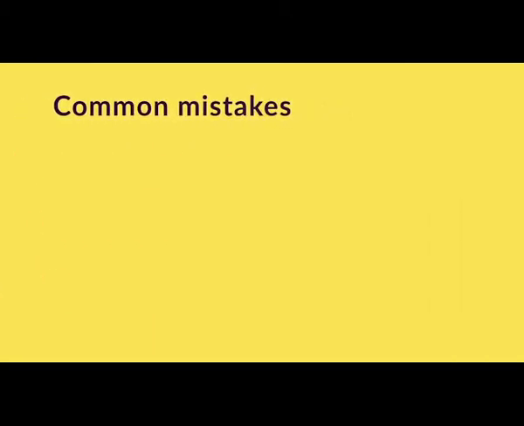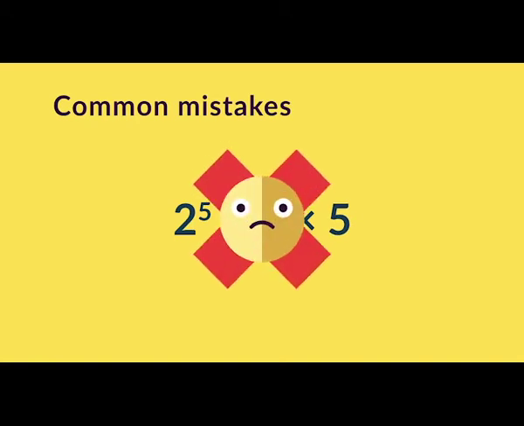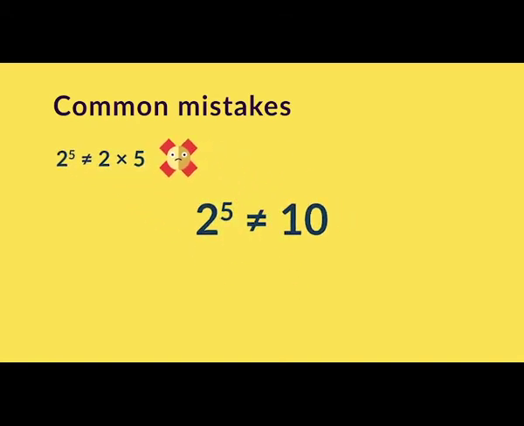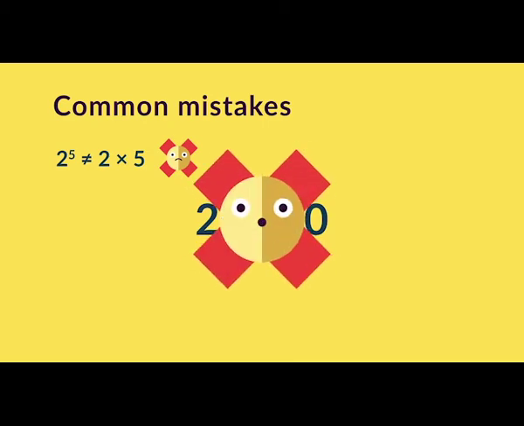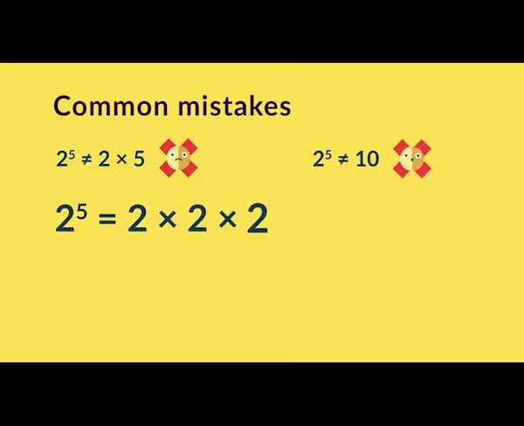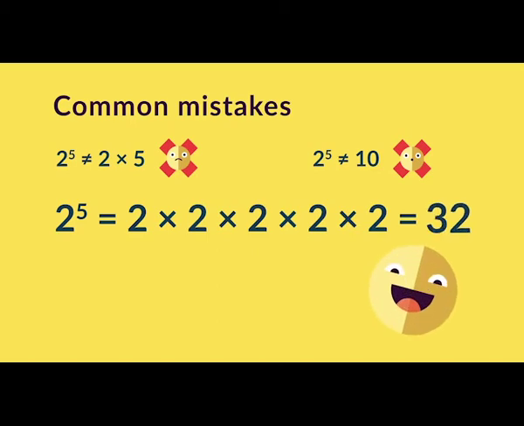There are a couple of common mistakes to watch out for when working with powers. 2 to the power of 5 is not equal to 2 times 5, and is not equal to 10. It is equal to 2 multiplied by itself 5 times, which is 32.